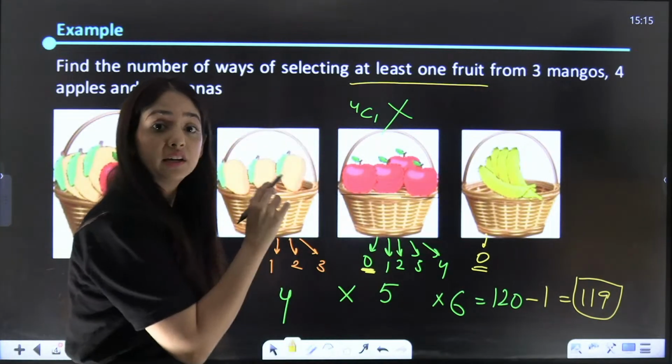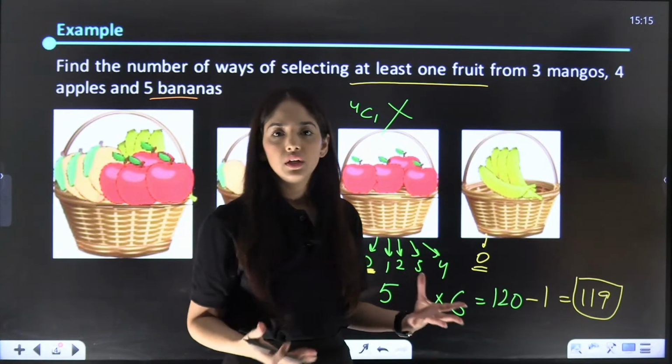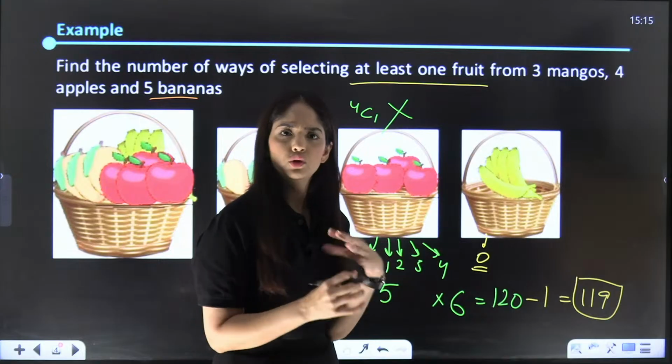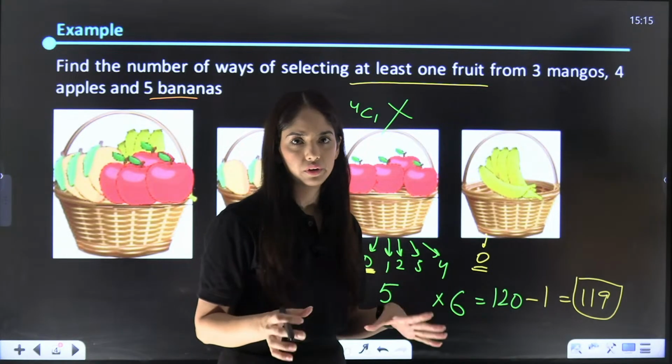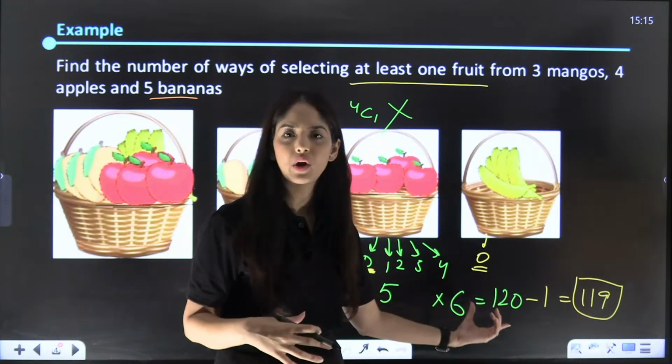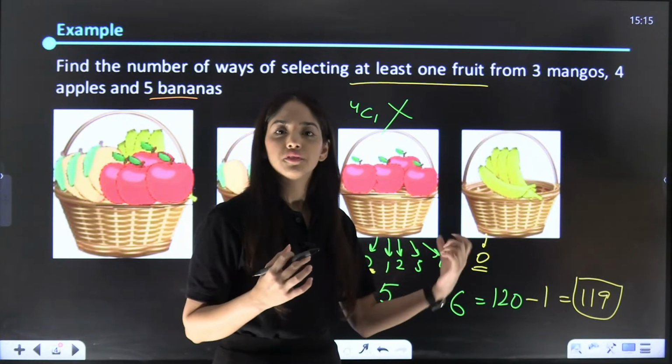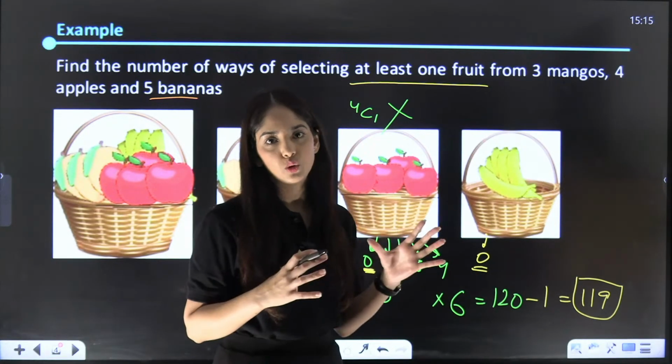If that condition was not there, if the question was how many ways of choosing, even if you don't choose any, that case is also counted, right? Then the answer would have been 120. But if we have to select at least one, then we have to remove the case when none of these are being chosen.